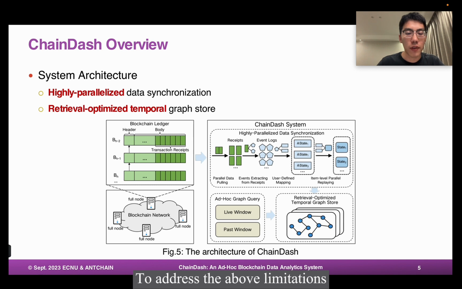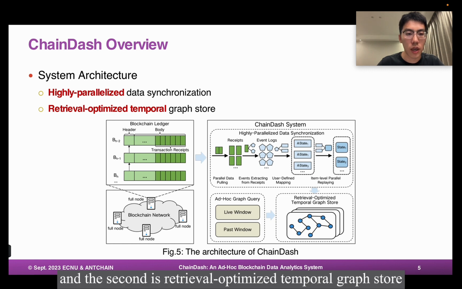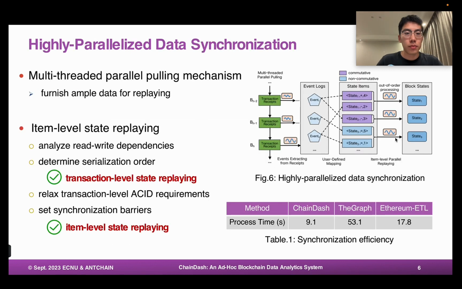To address the above limitations, we design and implement ChainDash. It functions as a middleware system comprising two key building blocks. The first is a highly parallelized data synchronization component, and the second is a retrieval-optimized temporal graph store.